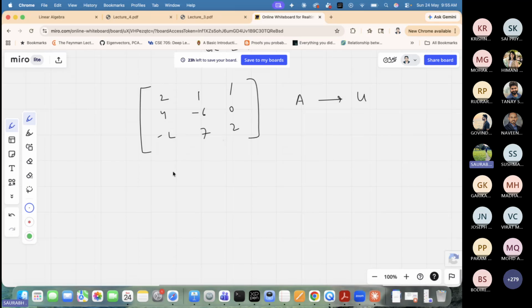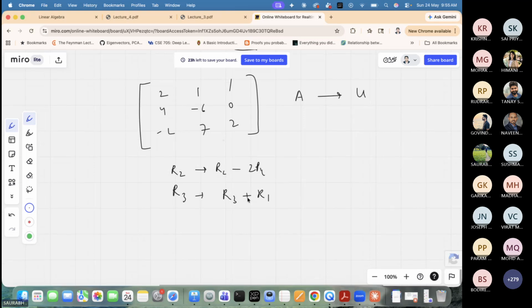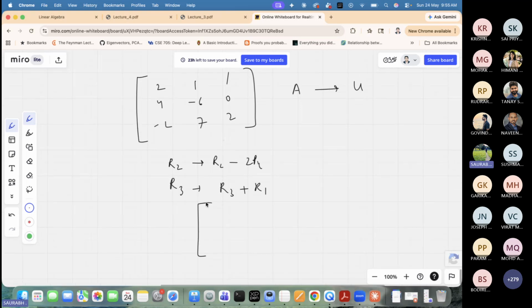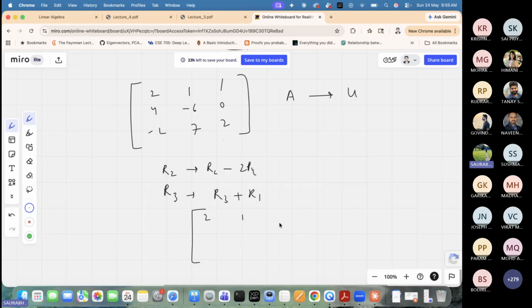The very first thing that you will be doing is R2 is equal to R2 minus 2 into R1, right? And the second would be R3 is equal to R3 plus R1. Now this is what you will eventually get to. The first row would be 2, 1, 1. This becomes 0, minus 8, minus 2. And the third row becomes 0, 8, 3.